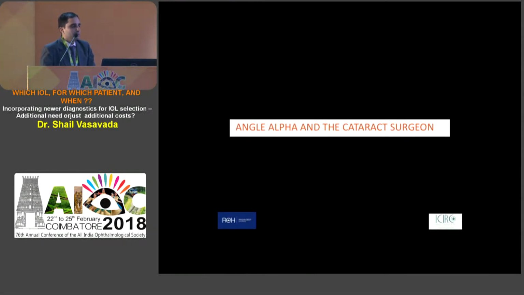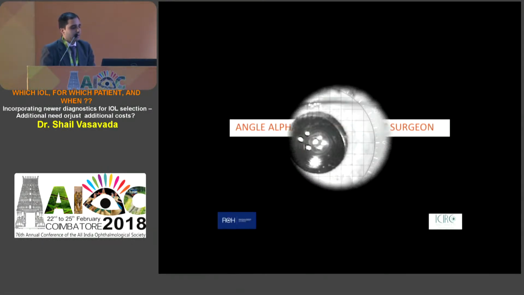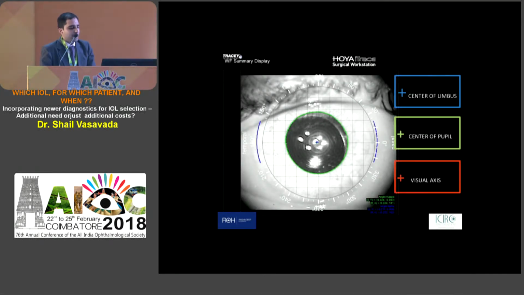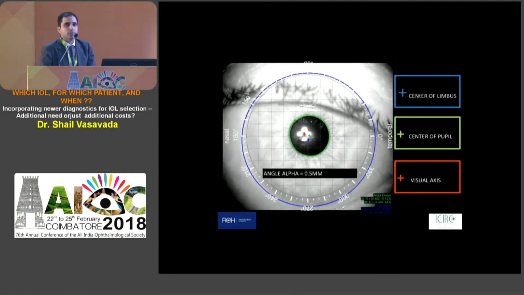Now coming to these fancy terms of angle alpha and angle kappa, if you notice here, the eye has 3 points. That is, first the center of the limbus, the center of the pupil, and the visual axis. Now the rays of light are going to pass through the center of the visual axis, whereas the IOL is actually going to sit in the center of the capsular bag.